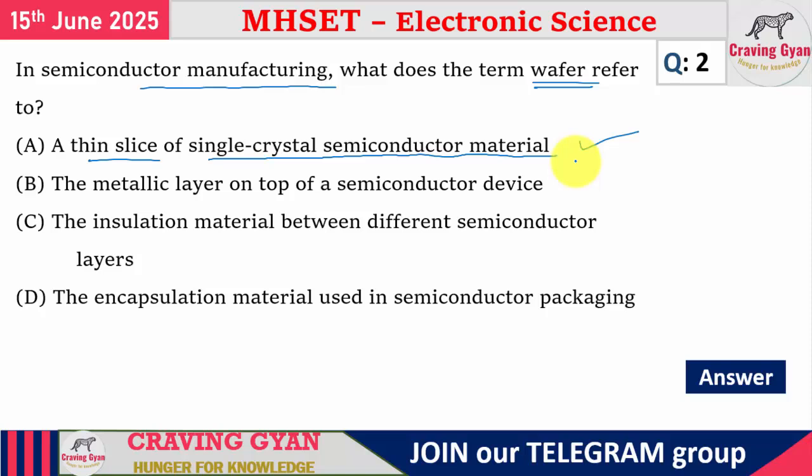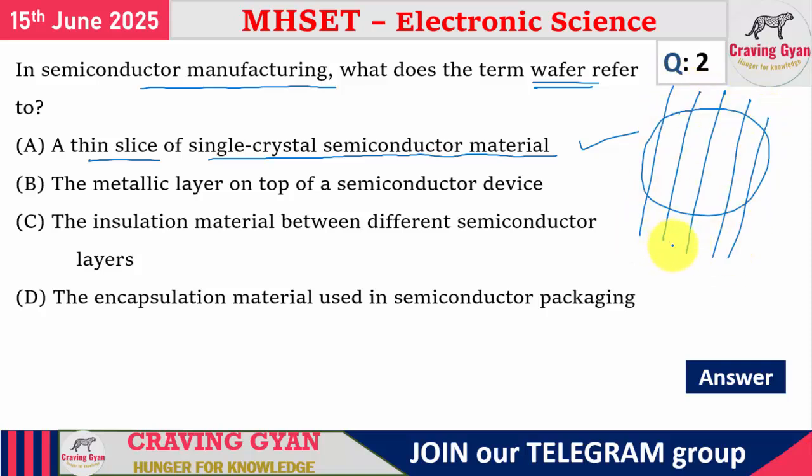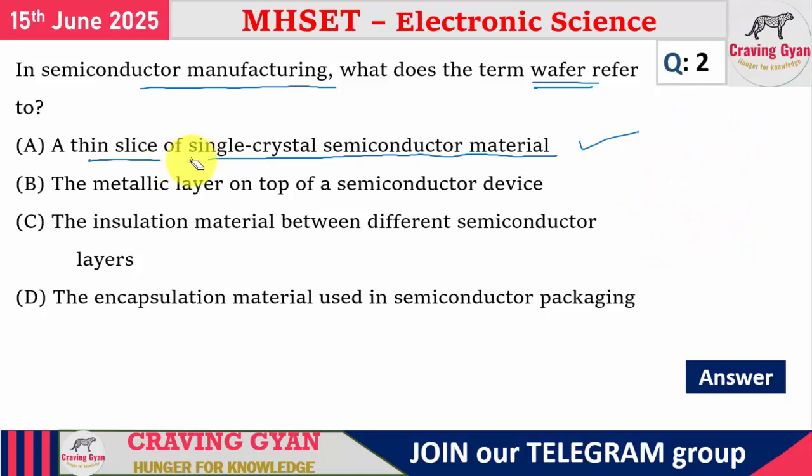You are going to take a die, or a unit area. In that you are going to make partitions and then realize a transistor. So a wafer is a thin slice of a single crystal semiconductor material. The corresponding option is option A, which is correct.